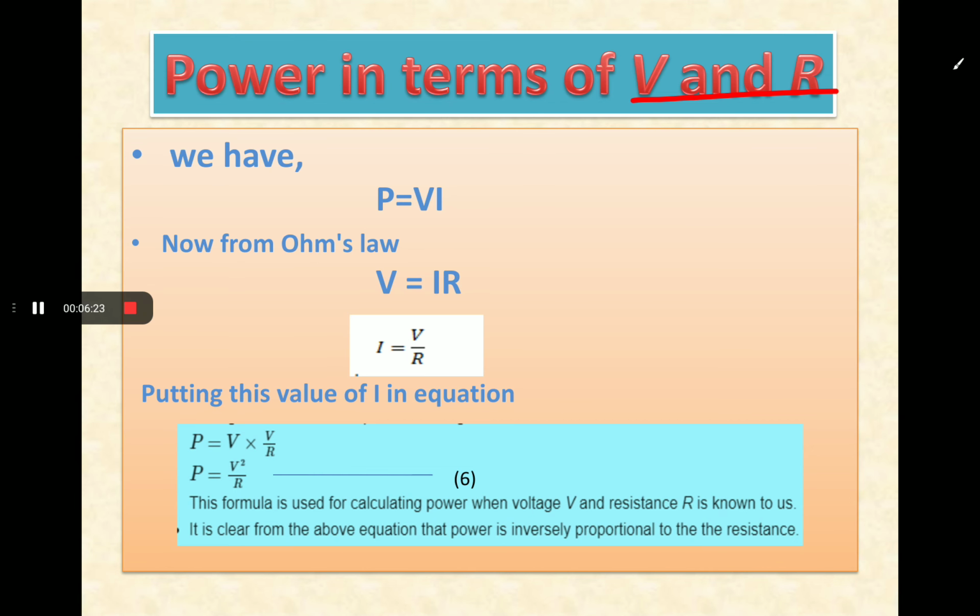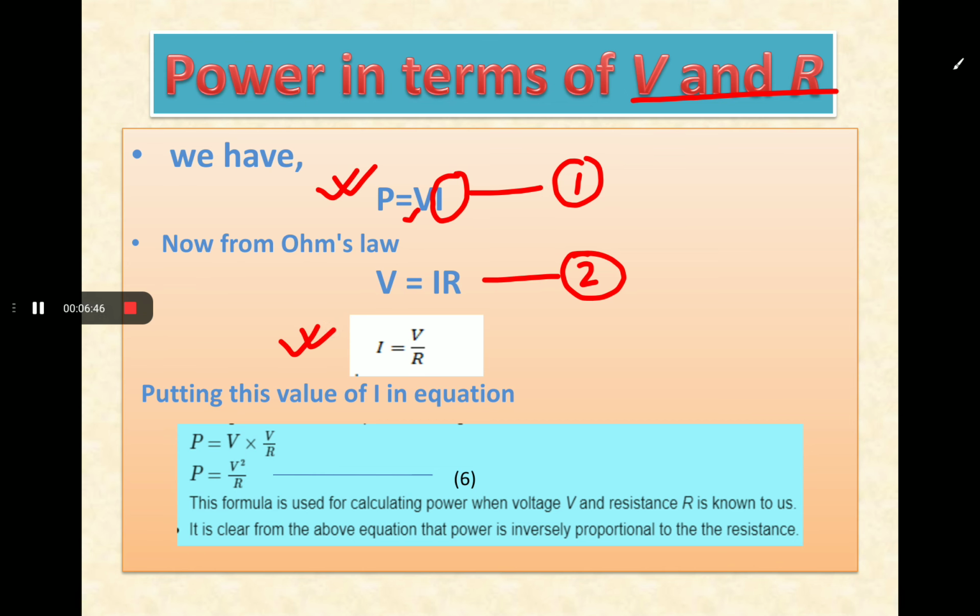Again, we know that P is equal to VI, consider it as equation 1. And from Ohm's law, that is V is equal to IR, equation 2. Now, we have to convert this formula in terms of potential difference and resistance. Here, the potential difference is already given, but we have to replace this current. But how? By using Ohm's law, that is V is equal to IR, the expression for current is equal to V by R. So we will put this expression of current in equation 1.